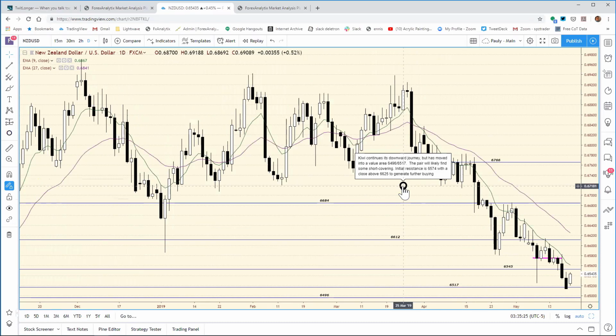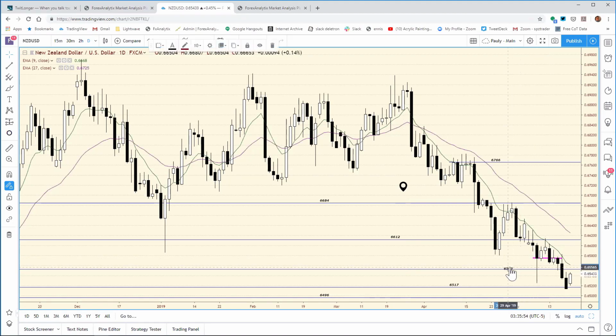And as far as Kiwi, it continues its downward journey, but has moved into a value area of 65.46 to 65.17. The pair will likely find some short covering. Initial resistance is 65.74, with a close above 66.25 needed to generate further buying. So we were saying we're looking for 65.74. Well, there it is. We're still quite a ways away from that, but we'll go with that. 65.74, and support's going to be 65.17.